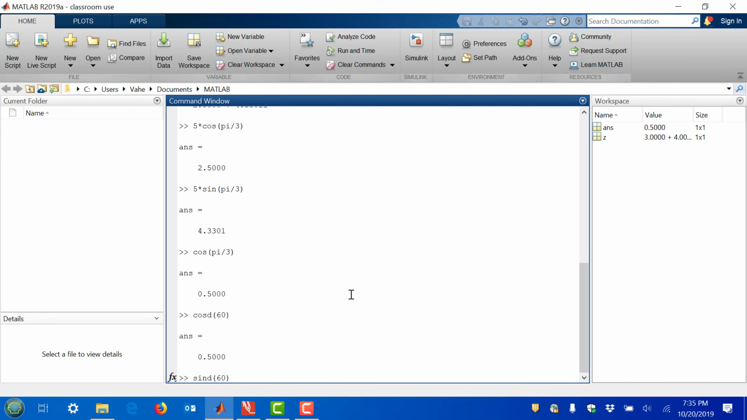Sine of 60 is what? Root 3 over 2, right? That's 0.866. That's about root 3 over 2, right? We can just check. Square root of 3 over 2, right? Makes sense. So some things like this you should really know.